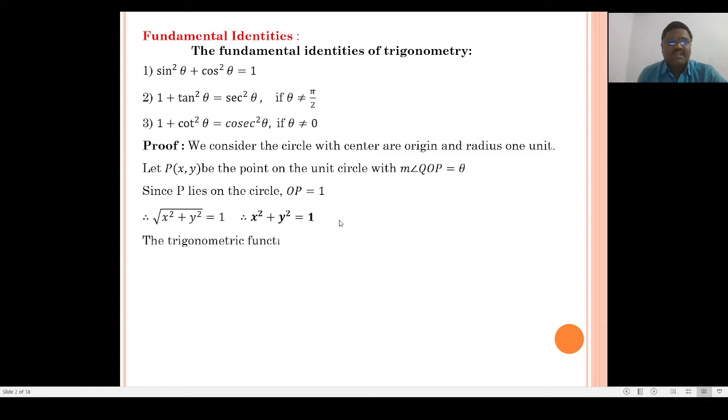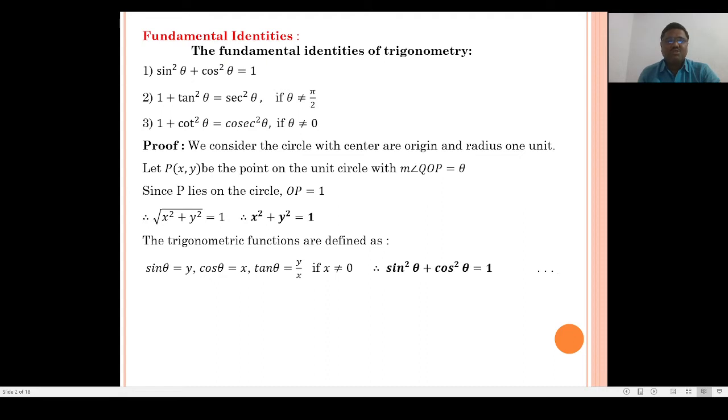Then the trigonometric functions are defined as sin theta equals y, cos theta equals x, and tan theta equals y upon x, if x is not equal to 0. So we substitute the values of x and y in the equation x square plus y square equals 1. So we get sin square theta plus cos square theta equals 1.